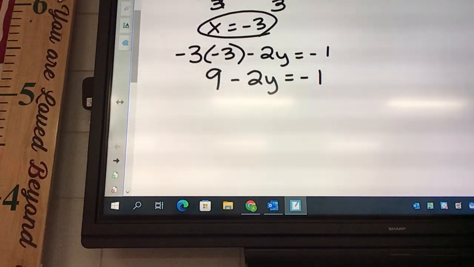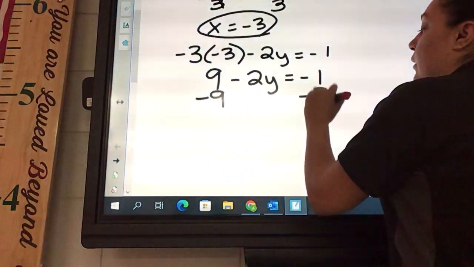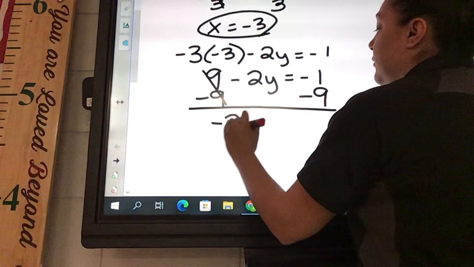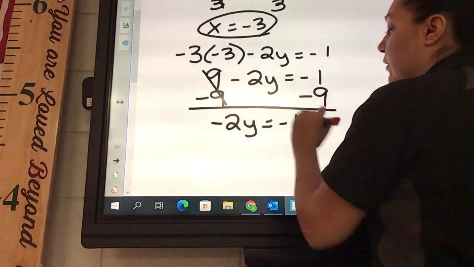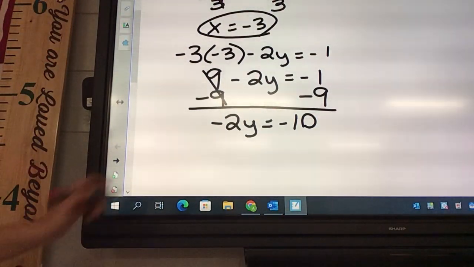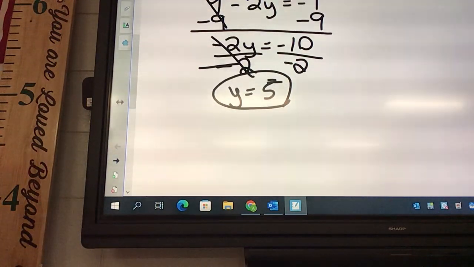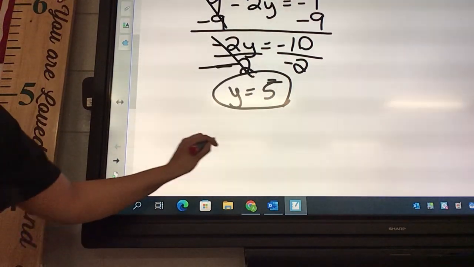Okay, and then what do we got to do? Subtract 9. So I got negative 2y equals negative 10. And then we're going to divide by negative 2. So you're going to get y equals 5. What's our coordinate going to be? Negative 3, 5.